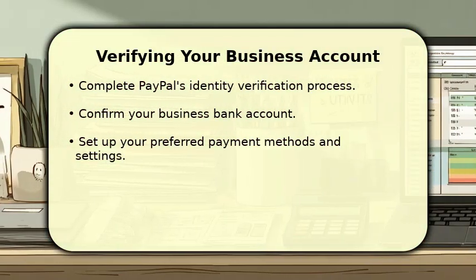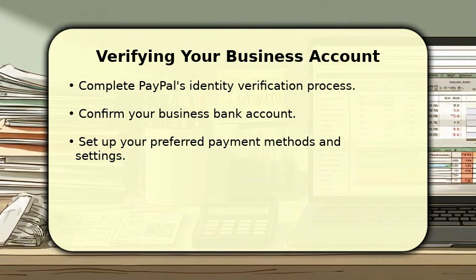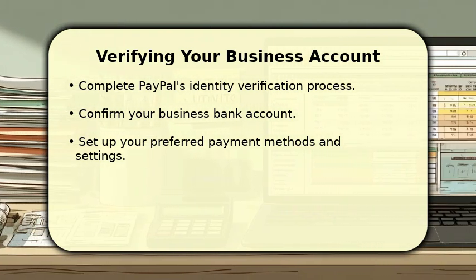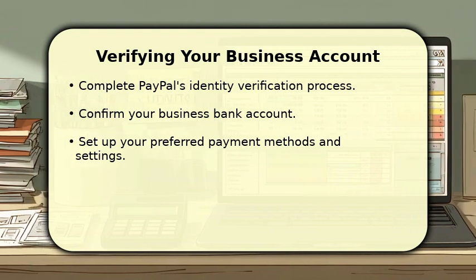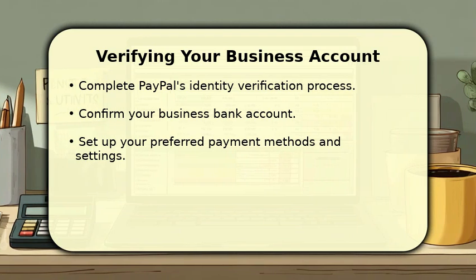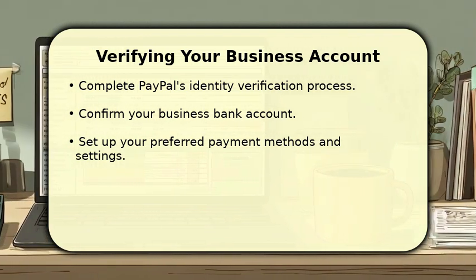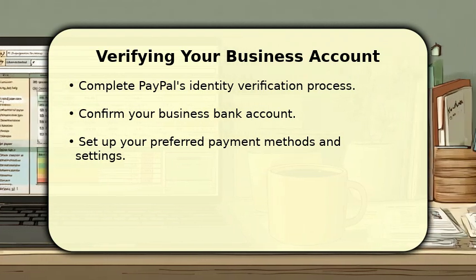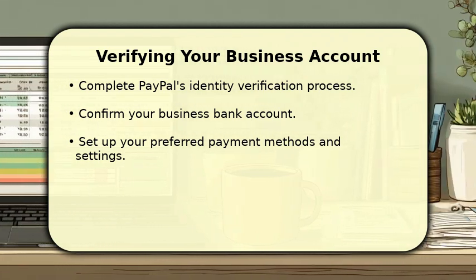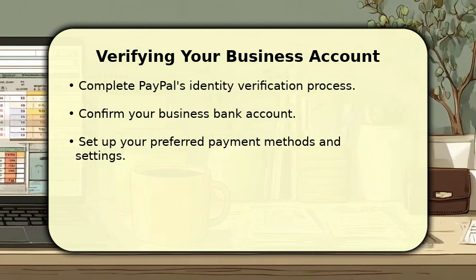After submitting your documents, PayPal will initiate a verification process to confirm your business identity. This often involves small deposits to your linked bank account, which you'll need to verify. Once confirmed, you can customize your account settings, including preferred payment methods and notification preferences. This step ensures your PayPal business account is fully operational and tailored to your specific operational needs.